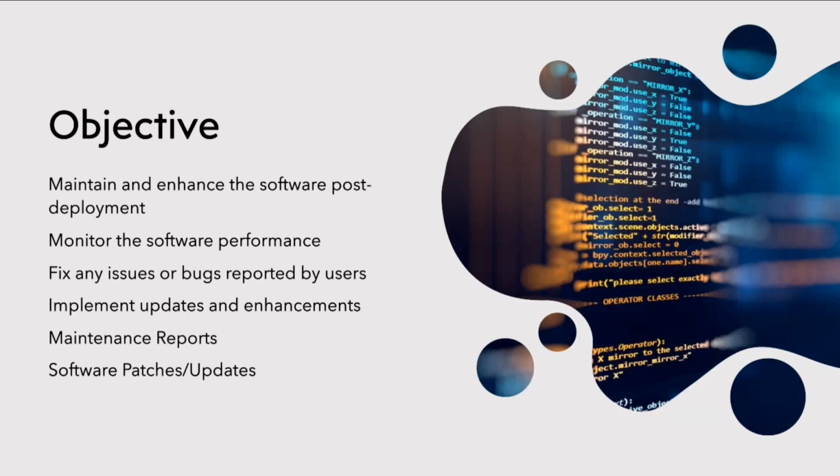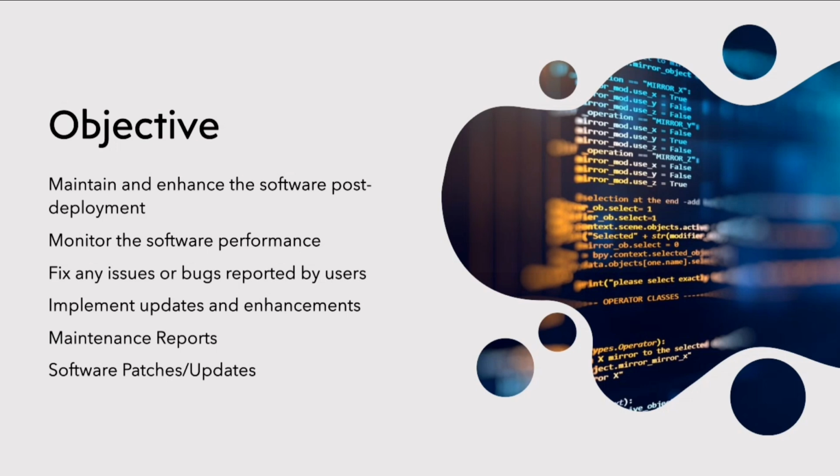So what is the main objective here? Basically the main objective is to maintain and enhance the software post development. Here we are also monitoring the software performance. We are also doing some load testing, but those things we can do on production, or pre-production we have to do those things. If any issues and bugs are reported from the user side, then we have to fix those issues. And if any update or enhancement is required, then we also have to do these things.